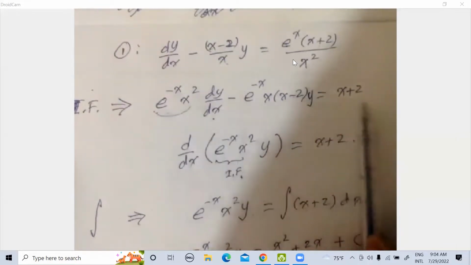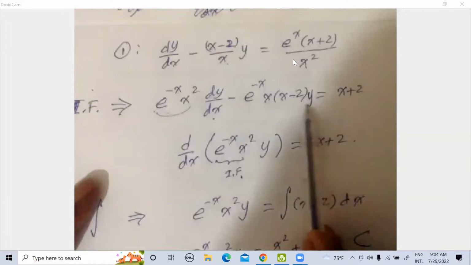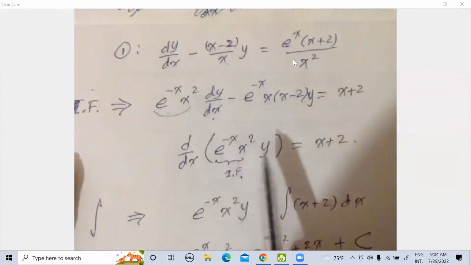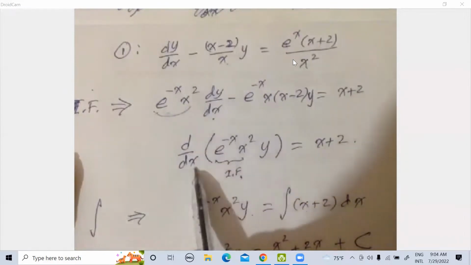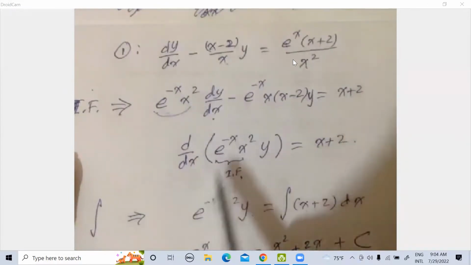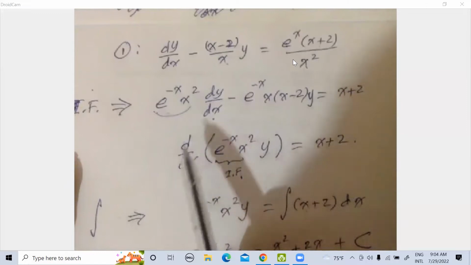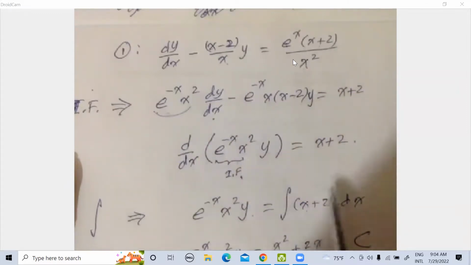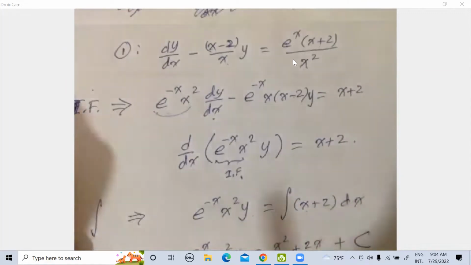Okay, after multiplication by the integrating factor, no matter how complicated it looks here, it will be d over dx of integrating factor times y. After you have this step, you integrate both sides. Integral of the derivative is just the function, equals integral of the other side. Don't forget to put dx also.